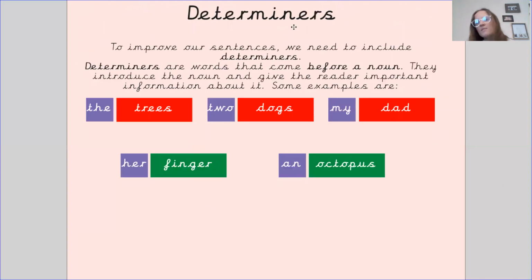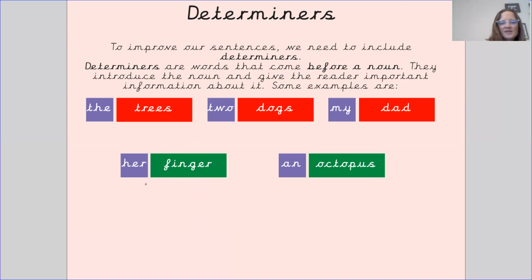One thing that we need to remember, and sometimes we do forget when we are writing sentences, is to include determiners. Determiners are words that come before our noun, and they introduce the noun and give the reader important information about it. So if our noun, for example, is trees, our determiner is the. We have 2 dogs, my dad, her finger, an octopus. And these are what we use as determiners.